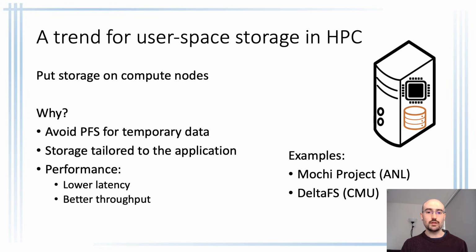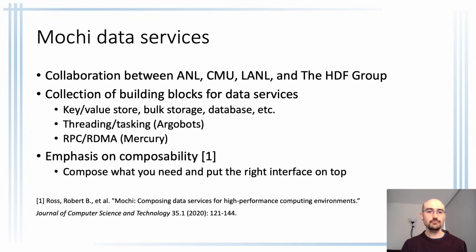Examples of HPC data services include the collection of services built in the context of the Mochi project, and this is the framework that we are going to use in this work. Mochi is at the core of a collaboration between Argonne National Lab, Carnegie Mellon University, Los Alamos, and the HDF Group. It focuses on providing a set of building blocks that can be composed together to build HPC data services that are tailored to specific applications. For instance, Mochi provides key-value storage components, bulk storage components, database components, and so on. It relies on Argobots for threading and on Mercury for RPC and RDMA.